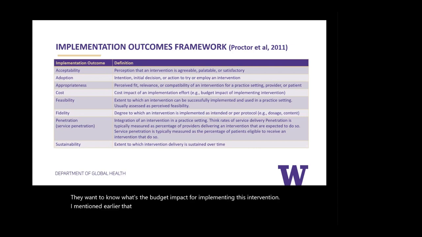I mentioned earlier that two important outcomes in implementation research focus on how much or how well people and places do the thing. In the implementation outcomes framework shown here, these outcomes are called penetration or service penetration and fidelity. So penetration is typically measured as the percentage of providers who are expected to deliver an intervention who are in fact doing so. So if you expect all of the primary care providers in a particular practice to be introducing and encouraging their patients to get screened for colorectal cancer, then a good measure of penetration is the percentage of providers who are offering colorectal cancer screening to patients.